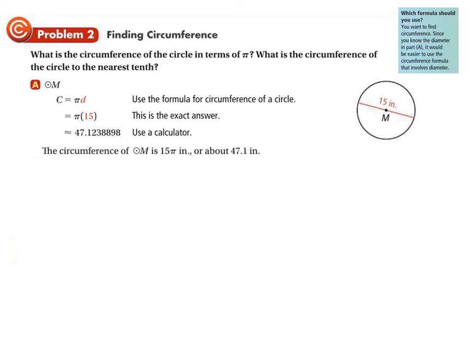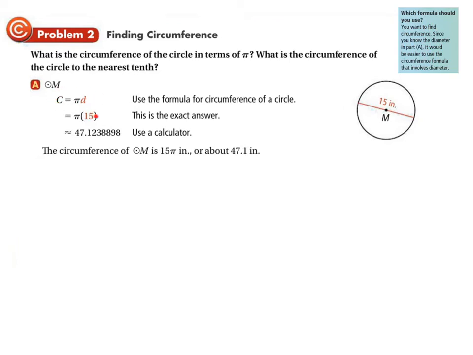Well, circle M here. By the way, if you look up here in the corner, it says, how do you know which formula to use? Do you want to use pi times diameter or 2 times pi times r? Well, what are we given? We're given the diameter, so you're going to use the one that involves diameter. Okay, so circumference equals pi times diameter.